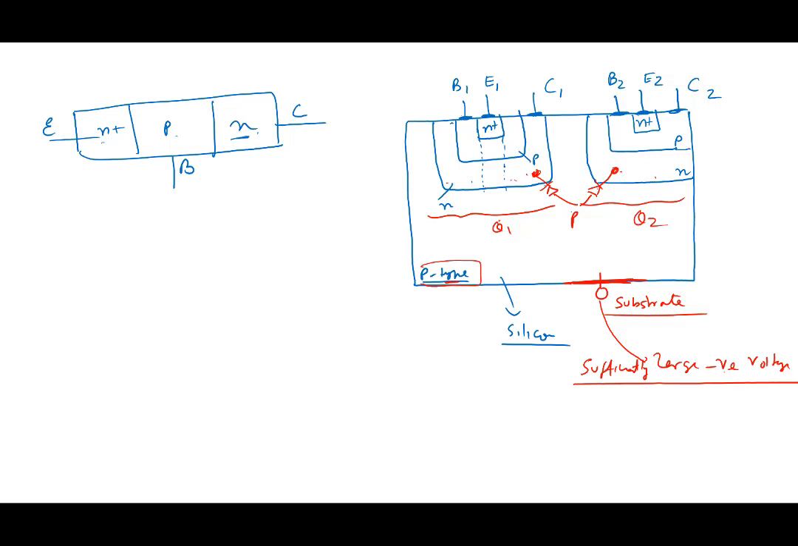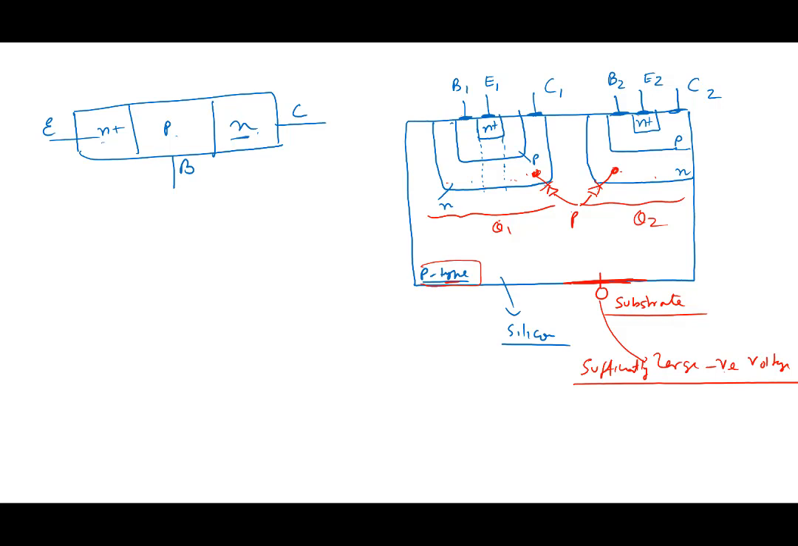Now, you note that in a bipolar transistor, when you're making it in an IC, there is a fourth terminal. And what is the fourth terminal? The substrate. The substrate is also there when I'm making my transistor on an IC. And the substrate is kept at a large negative DC voltage. Its purpose is to reverse bias both those diodes.